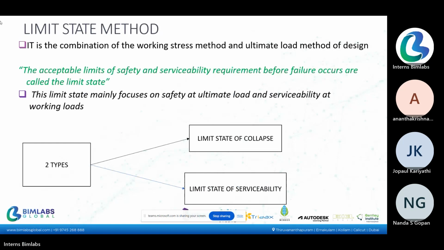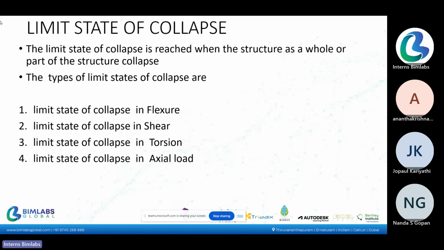Okay, limit state of collapse and limit state of serviceability. These are the two types of limit state we are going to detail right now. Limit state of collapse is reached when the structure as a whole or part of the structure is collapsed.